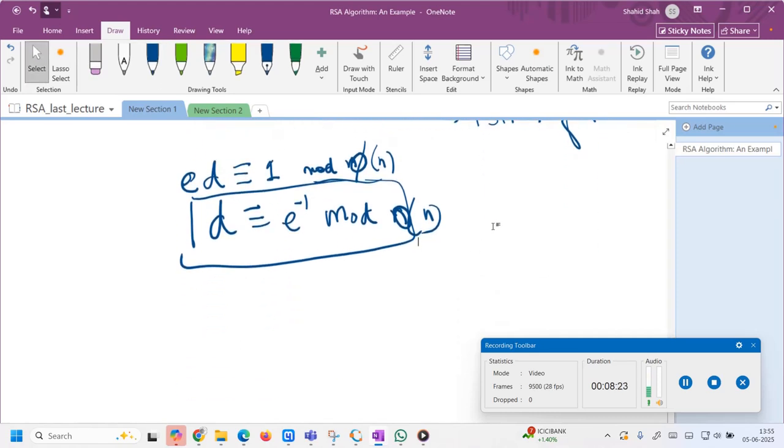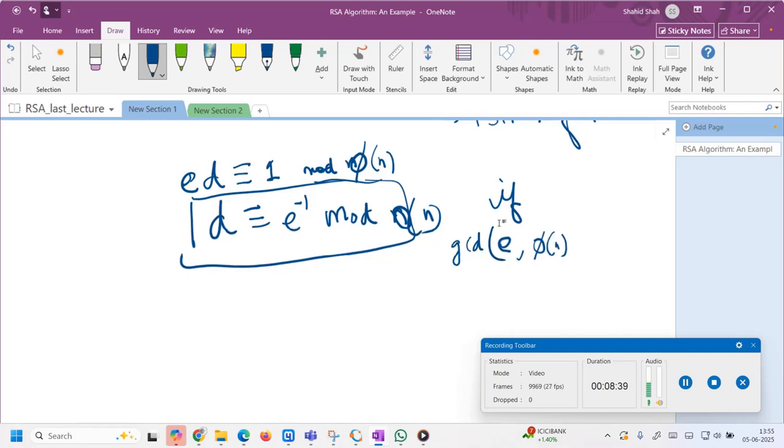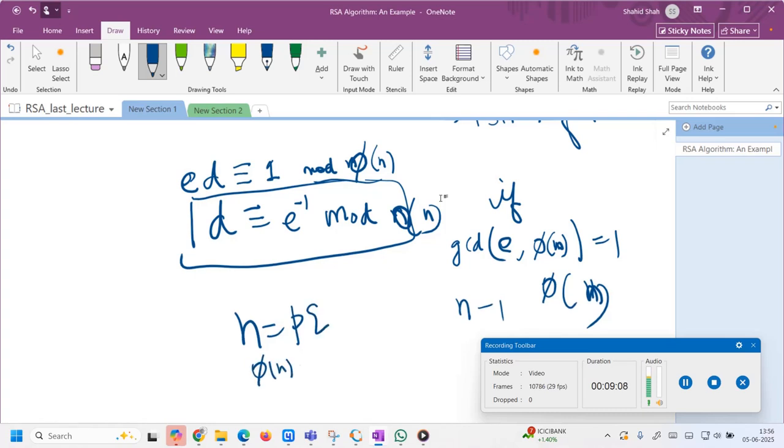Now one more result which I would like to recall here is, E and D form multiplicative inverses if the GCD of E and phi of n is 1. This we have seen there. Basically, if you take any number n, the count of numbers less than n which are relatively prime to it is phi of n. Suppose n is a prime number, then phi of n is n minus 1. If n is equal to the product of two prime numbers, then phi of n is (p minus 1) times (q minus 1).